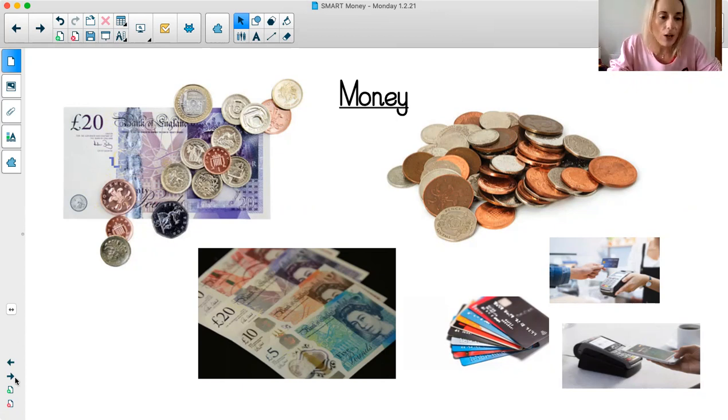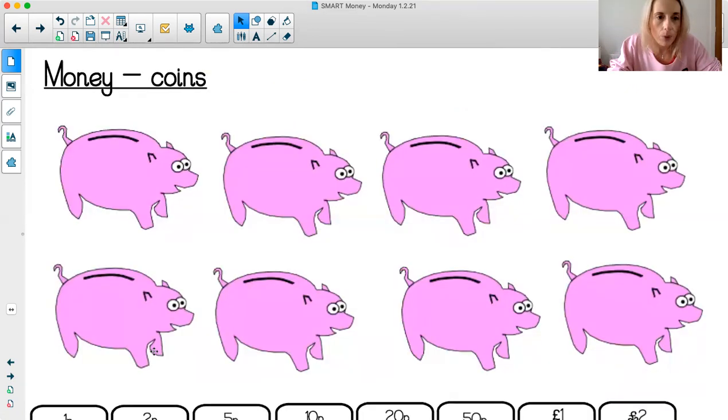Right, let's have a look at our next slide. Oh, we've got a little group of piggies, piggy banks. You might have a piggy bank at home that you pop your money in when you're given pocket money, maybe, or treat money. I don't know. Right, we're going to click on our pigs and see what's hiding behind each piggy. And then we're going to pause the video and have a chat with the person next to you about whether we can figure out what each coin is worth, what the value is.